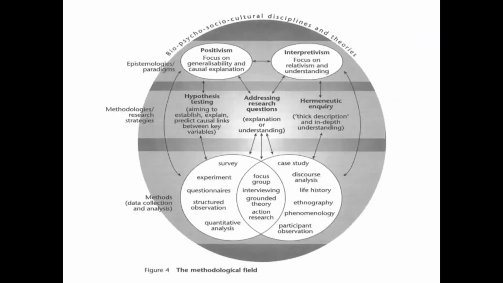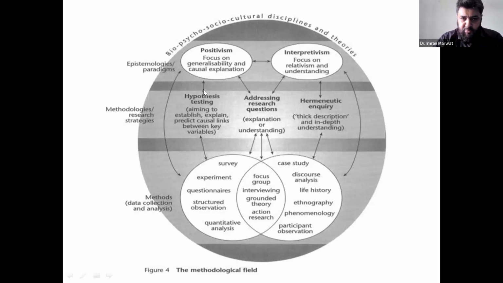Now, this flow chart shows the socio-cultural disciplines and theories, the methodological field. This is just to identify, like here you can see positivism and interpretivism, again, the same terminologies. Just consider positivism as quantitative research, which we are more aware of, or which we usually study in our setup. And this is the qualitative research. Now see, these are the epistemological paradigms: positivism, interpretivism. This is quantitative research, this is qualitative research.